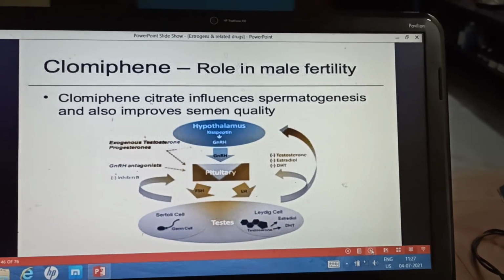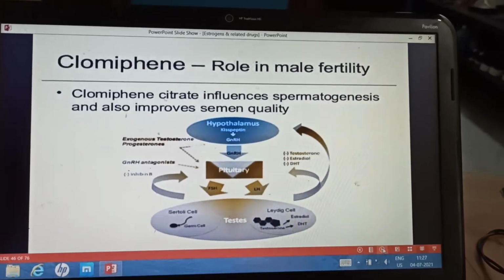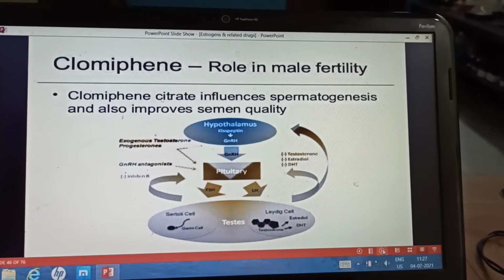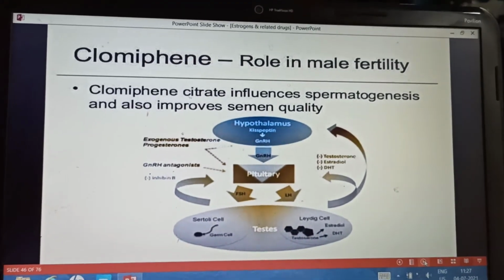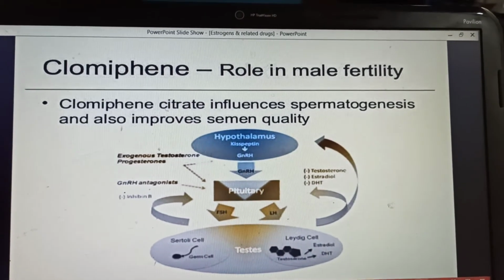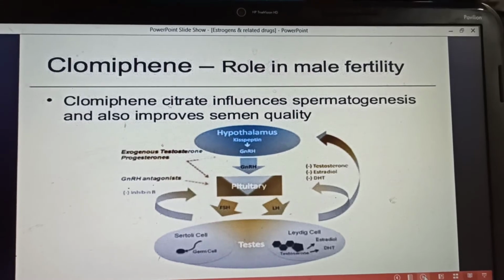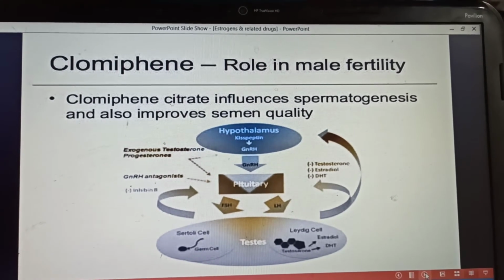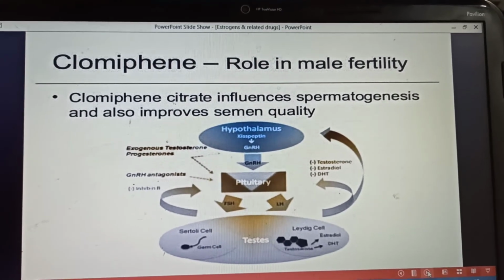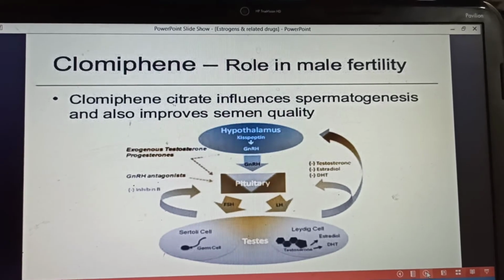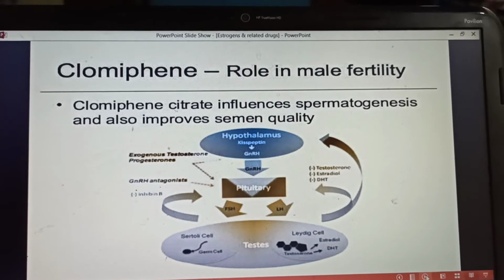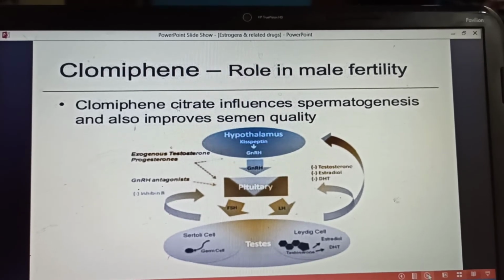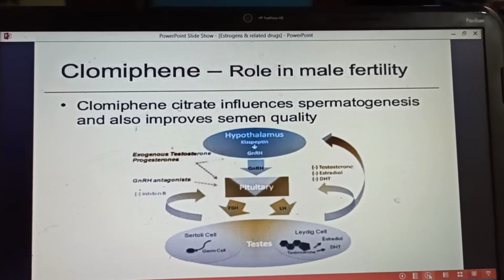Now here you can see the role of clomiphene in male infertility. Clomiphene citrate influences spermatogenesis and improves semen quality. So here you can see that the hypothalamus releases GnRH, which acts on the pituitary to release FSH and LH, which act on the testes to cause spermatogenesis, and there is also estradiol and testosterone secretion, which have a negative feedback mechanism.